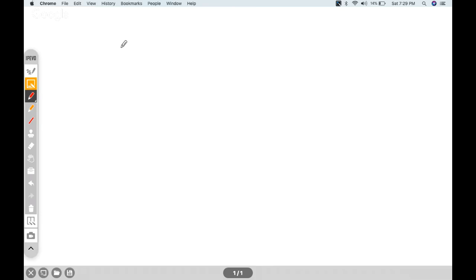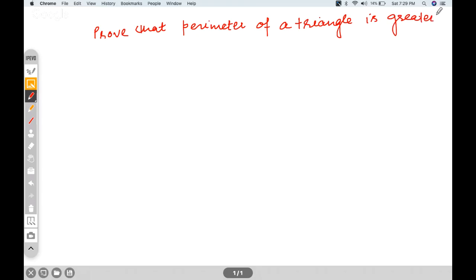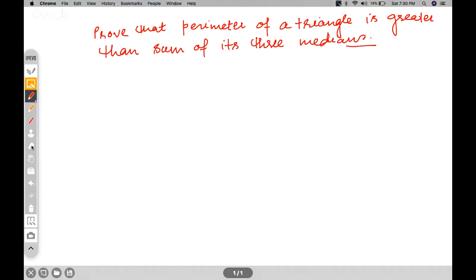Again, I am giving you a similar kind of question. Prove that the perimeter of a triangle is greater than the sum of its 3 medians. Just prove it.